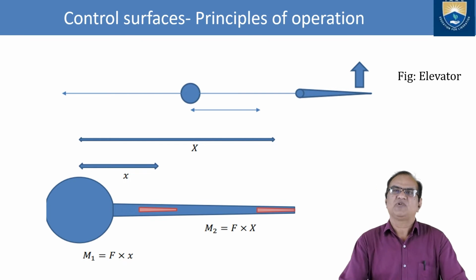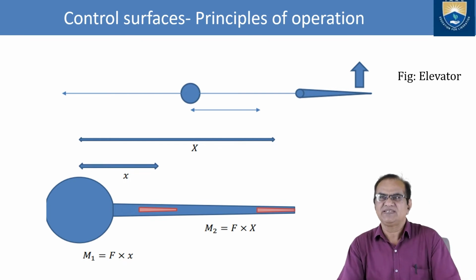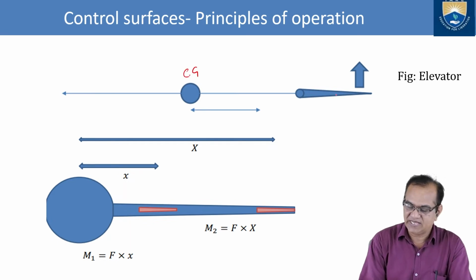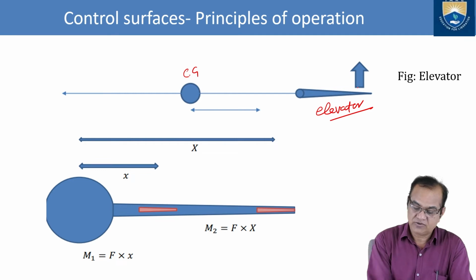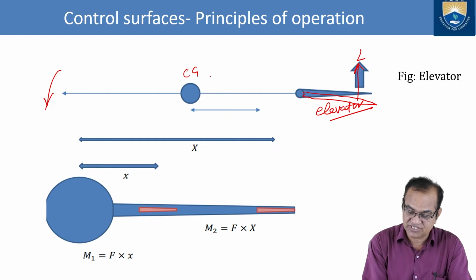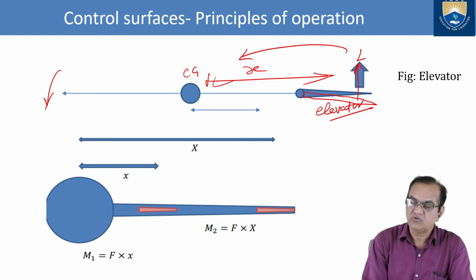Now I will discuss control surfaces, the principle of operation. Actually I have explained this just now. This is the center of gravity of the aircraft, and here at the tail we are putting one control surface. It is called the elevator. If you want nose down, what do I have to do? I have to make this elevator go downward like this. So it will generate this lift force, and this lift force into this distance will generate a nose down motion.